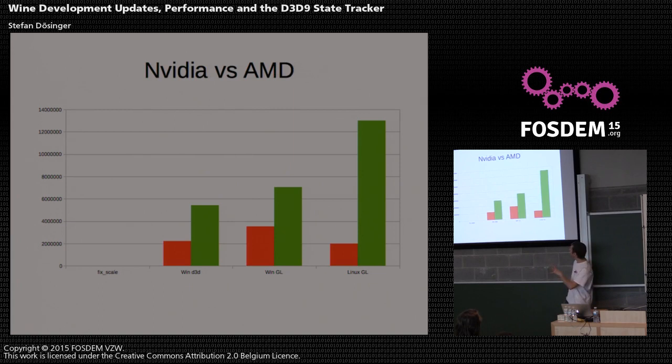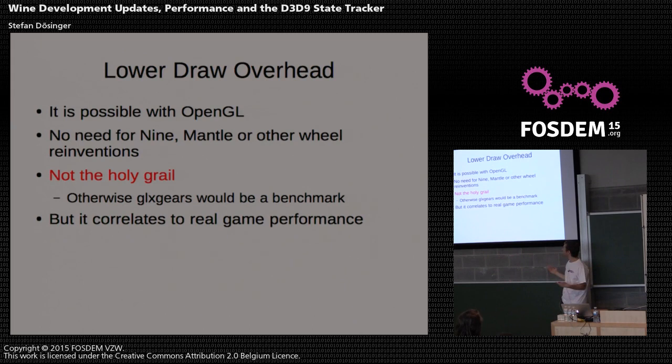What gives you a bit of caution here in terms of attributing fast performance to low draw overhead is this: if you compare the ATI results in red and the NVIDIA results in green, you see that even on Direct3D, NVIDIA beats the AMD card quite a bit, but the end result in the game was the same. So this difference apparently does not matter all that much. Because if draw overhead mattered too much, then GLX gears would be a good benchmark. And as everybody knows, GLX gears is actually a pretty terrible benchmark. Well, let me correct that. GLX gears is a good benchmark for swap buffer overhead, but it's not a benchmark for general OpenGL performance.